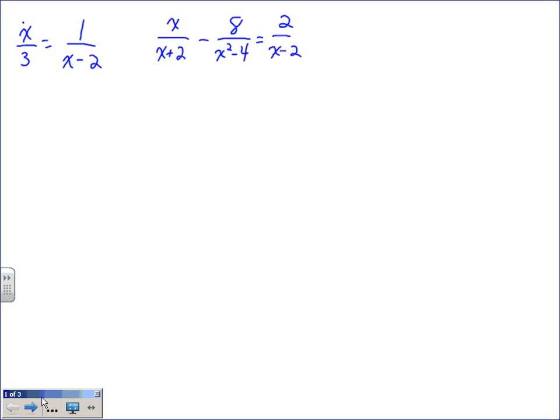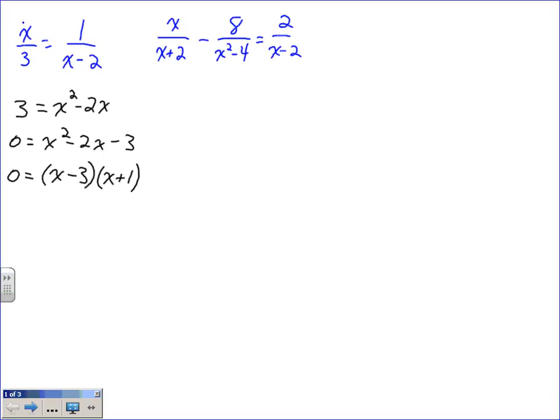So 3 times 1 is equal to x times x minus 2, or x squared minus 2x. And we solve that by setting that equation equal to 0, and we factor if possible. If not, we have to use the quadratic formula. So 0 equals, and that one's easily factorable, it's x minus 3, x plus 1. And so my solutions are 3 and negative 1.